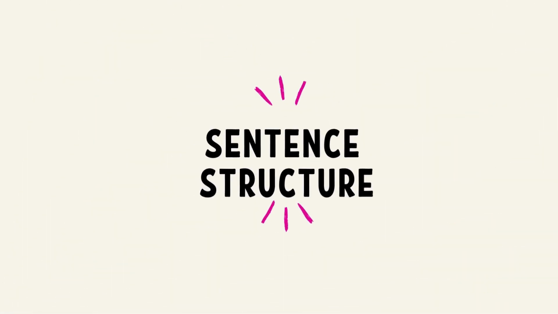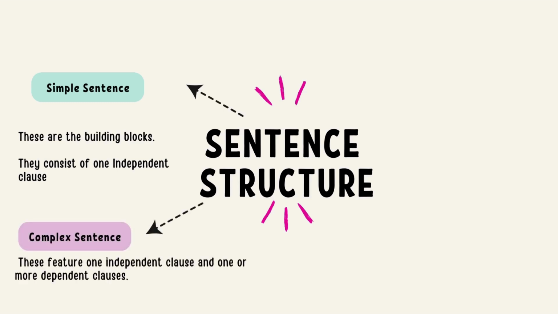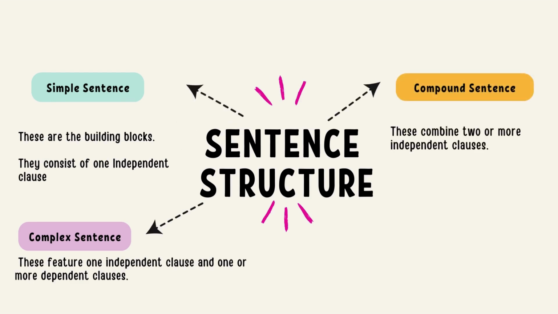We'll also explore how sentences can be categorized by their structure. We have 3 sentence structures. 1. Simple sentences. These are the building blocks. They consist of 1 independent clause. 2. Compound sentences. These combine 2 or more independent clauses. 3. Complex sentences. These feature 1 independent clause and 1 or more dependent clauses.